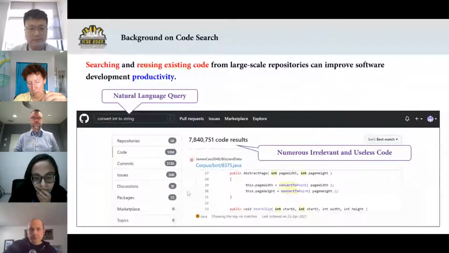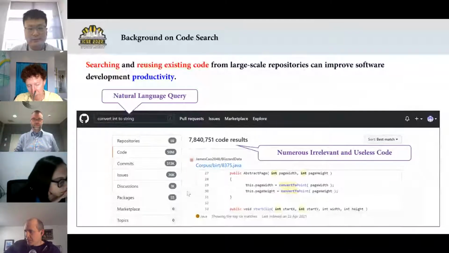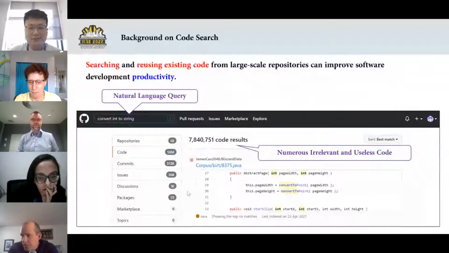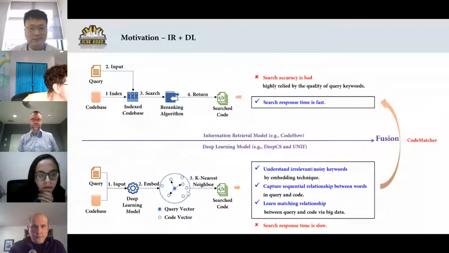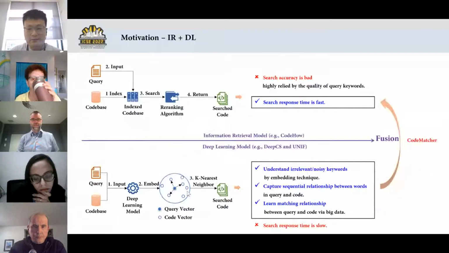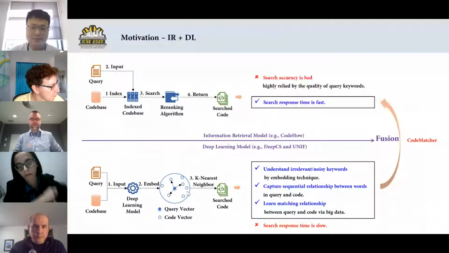Our goal is to fuse the advantages of the information retrieval model and the deep learning model. We observed that the information retrieval model searches very fast, but the accuracy is bad. But the deep learning model works slowly, though it has three advantages: understanding relevant and noise keywords, capturing the sequential relationship between words, and matching relationships. Our goal is to use these advantages. So we present our Code Matcher.